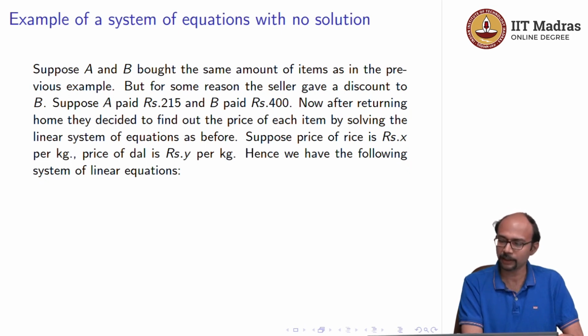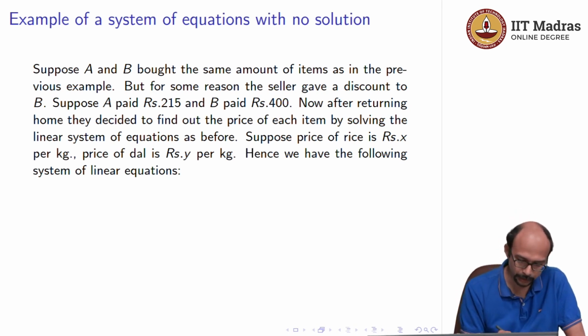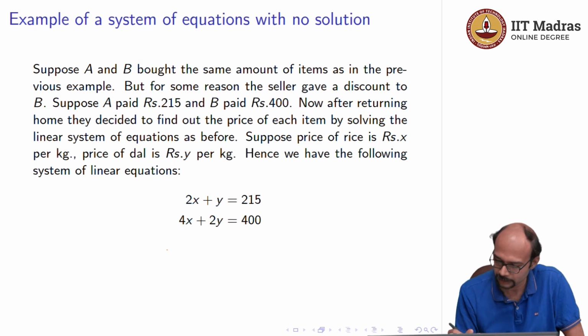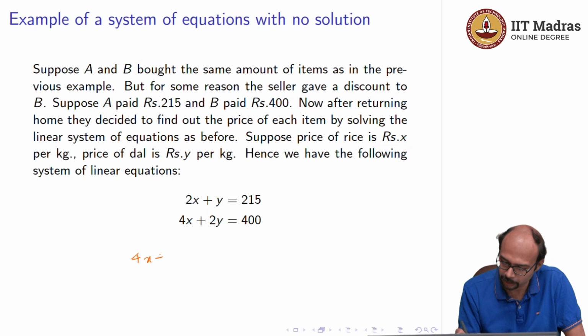After returning home they tried to solve this system. Again we put x and y to be the price of rice and dal respectively. So we get 2x plus y is 215, 4x plus 2y is 400. Let's try and solve this system of linear equations. Let's take the first equation and double it. If you double the first equation, you get 4x plus 2y is 430. On the other hand, the second equation says 4x plus 2y is 400.